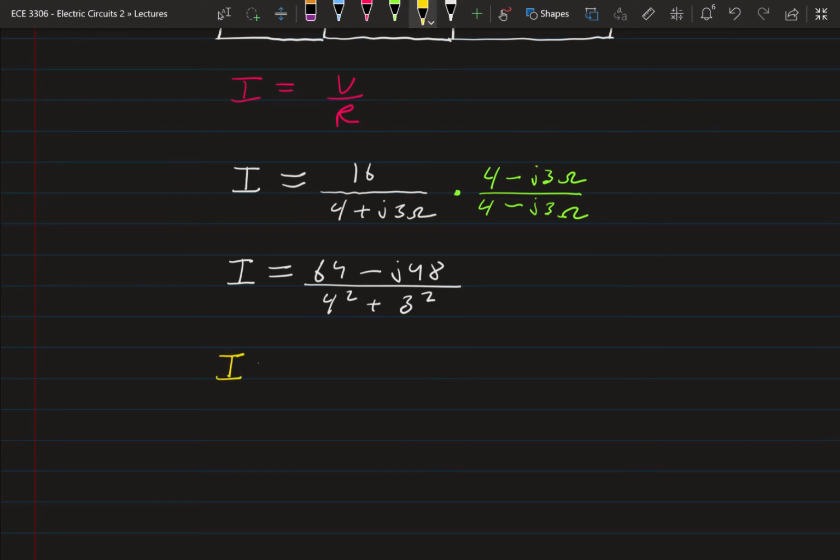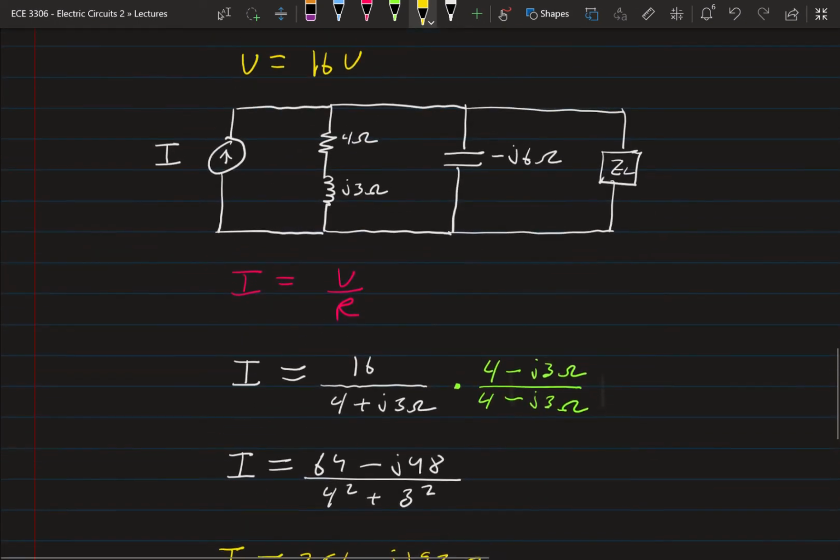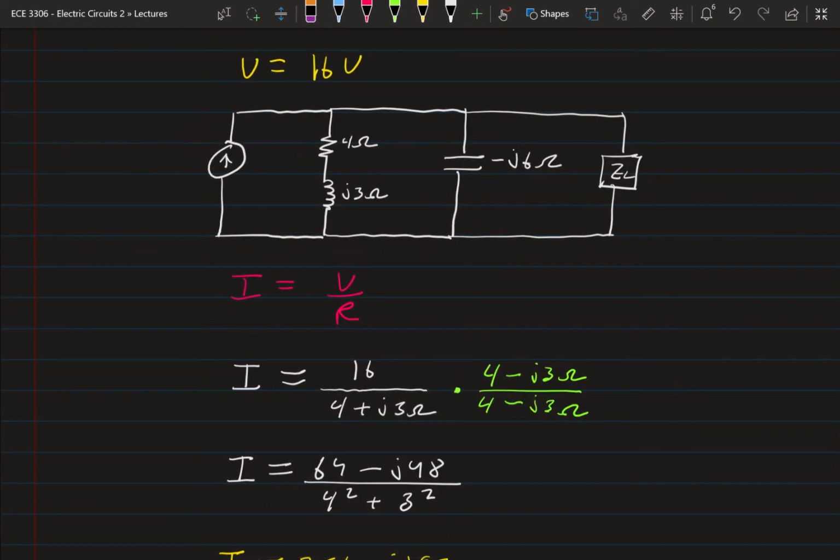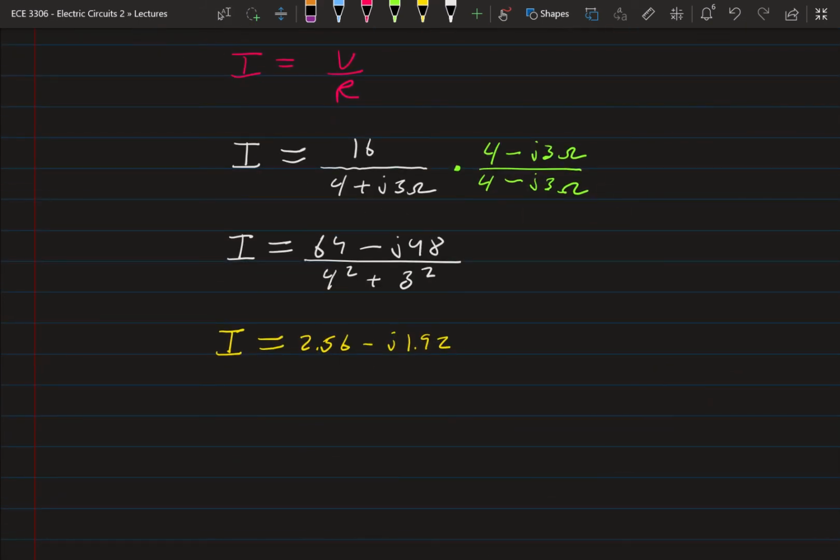Put the rest of that into our calculator. That's going to get us a final answer of 2.56 minus j1.92. So there we go, 2.56 minus j1.92, and it's not in ohms, it's in amps. Amps, cool.